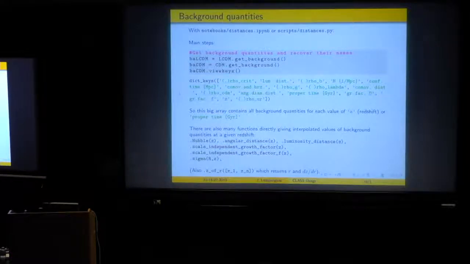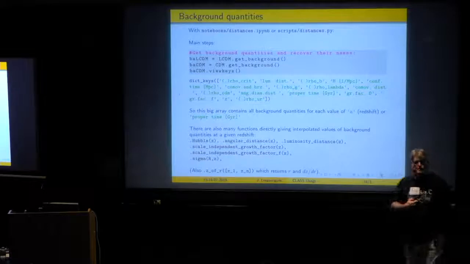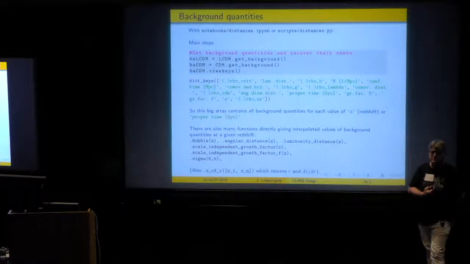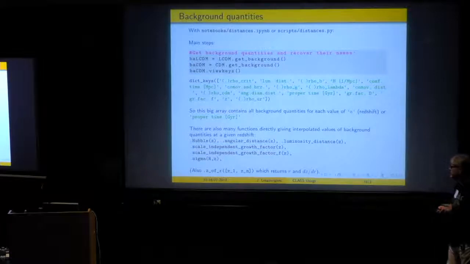Okay, so with get background, you get a table of values, and if you want to interpolate it, you still have to write the interpolator. But the code also contains some predefined interpolation functions of background quantities. Suppose that I want directly my luminosity distance at a redshift z. Then instead of doing a get background, finding where I am in the file and interpolating between two values of z, I will go much quicker if I call LCDM dot luminosity distance at the redshift of my choice. And the result will just be one number. So it's a more economical way in this case.